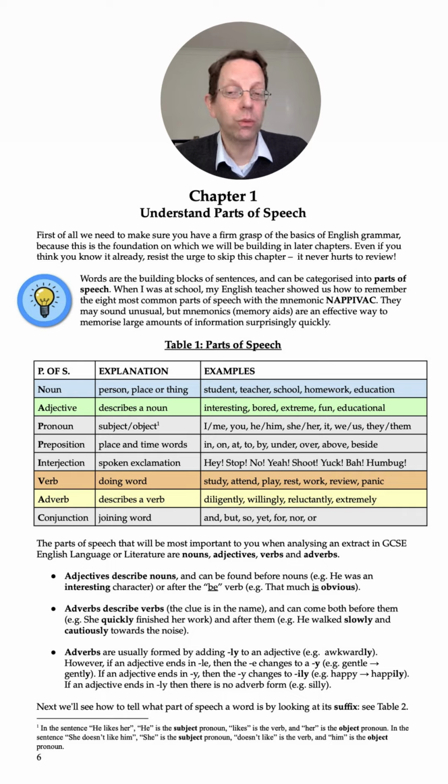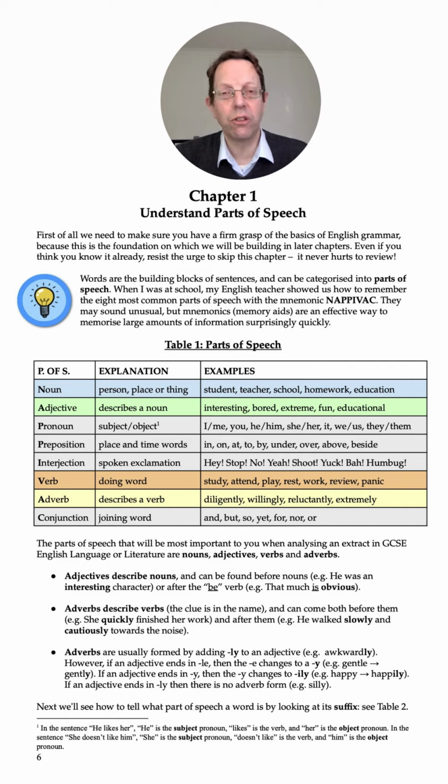Verbs are action words, doing words like walk, talk, run, jump, and so on. And adverbs, as the name suggests, describe verbs. So, for example, to walk quickly or slowly, or to drive carefully or carelessly. Adverbs often end with "ly".